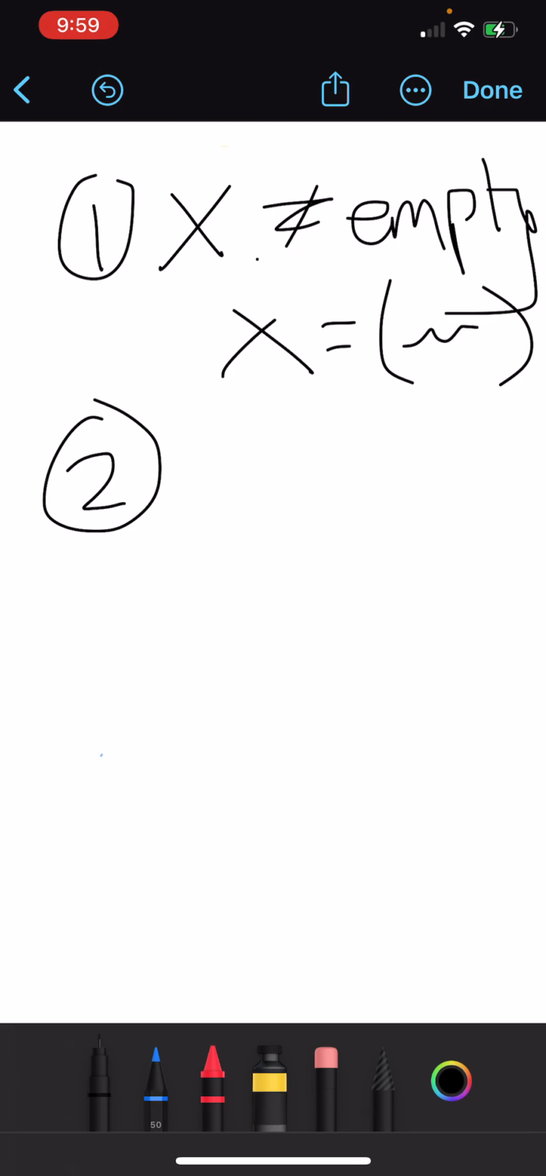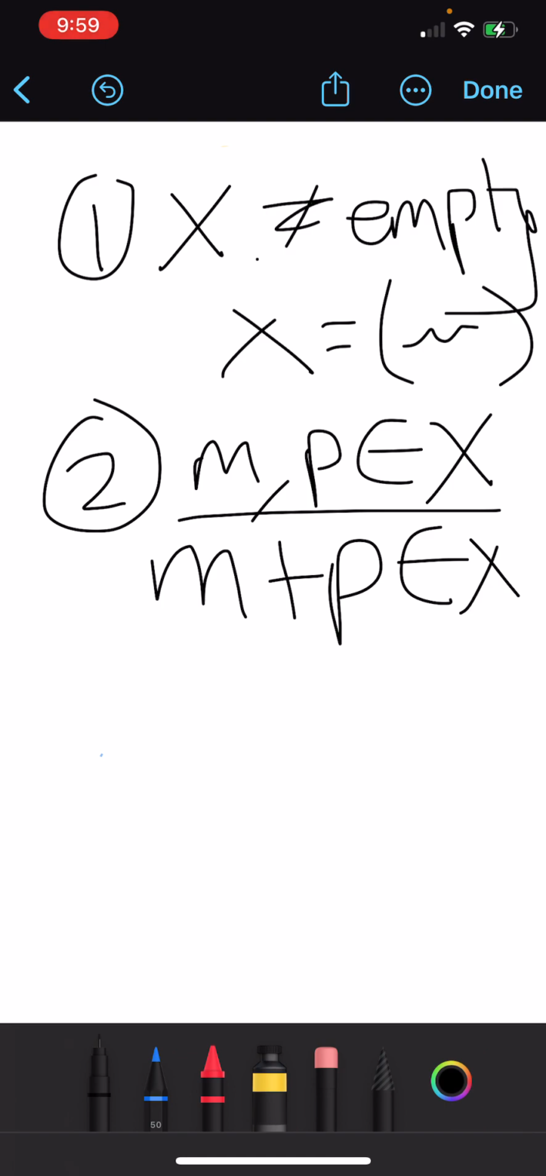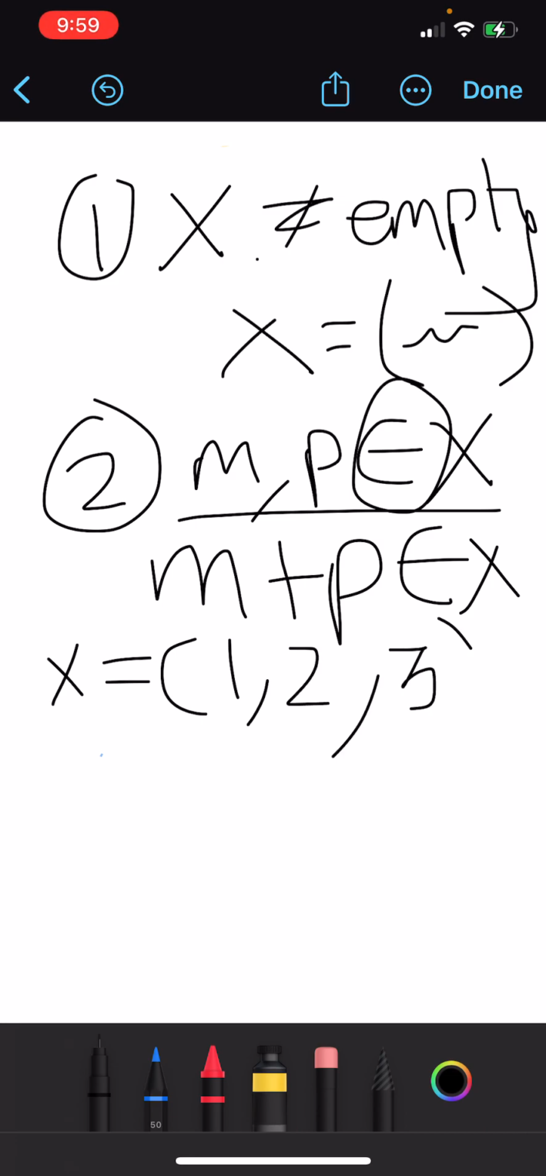The second condition is that for all elements of X, so let's say we have elements M and P that are part of our subset X, then M plus P are also part of X. This symbol just means part of. So if X is equivalent to 1 and 2, then that means 3 must also be part of X, whereas 2 plus 1 is 3.